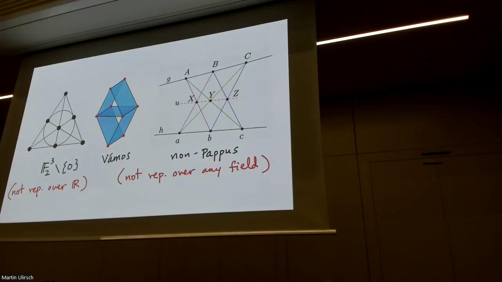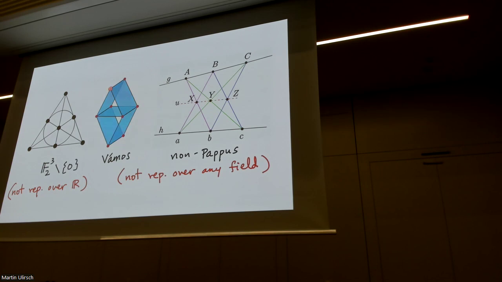Okay, so right here, these are linearly dependent sets over F2, and this circle denotes that these 3 points are linearly dependent. Over the real numbers R2, you cannot get this picture. So it's not representable over R, but it is representable over F2. But look at this Vámos matrix.